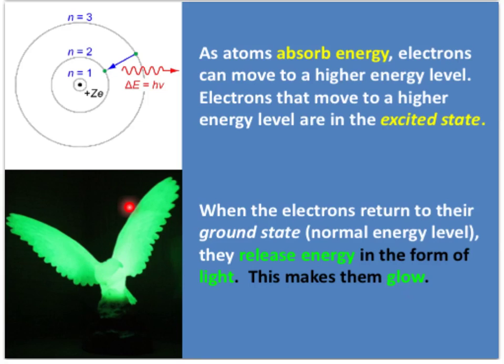So whether you have something that glows in the dark, as one student said, it's a bird, whatever it is, it glows in the dark. Or if we're looking at light, your cell phones, fireworks, all these things are related to atoms absorbing energy and electrons moving to a higher energy level, becoming excited, and then losing that energy, releasing the energy in the form of light when they go back to their ground state or their normal energy level. That causes them to glow.